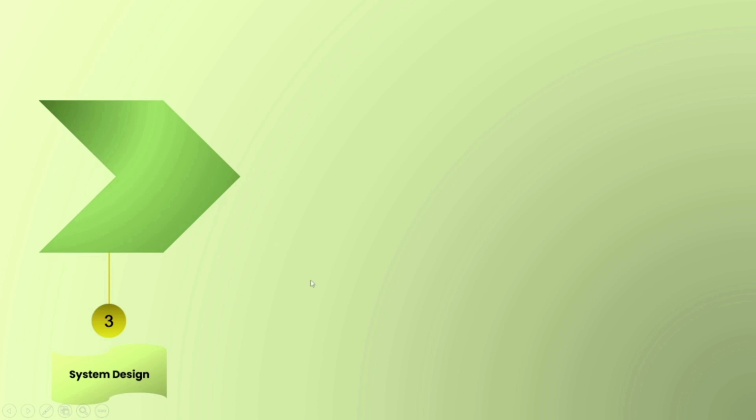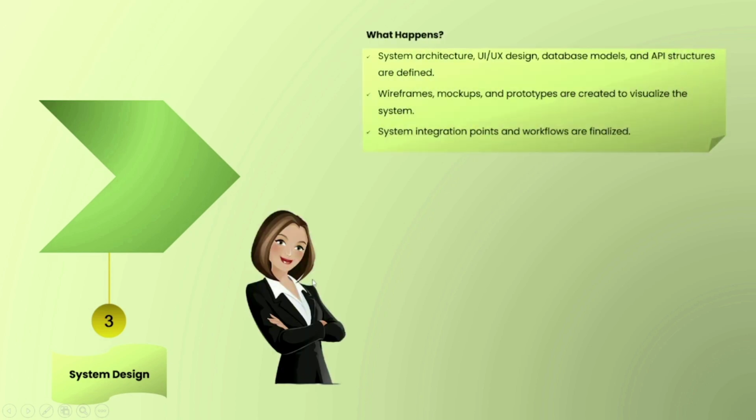Now let's see what's next. Next is system design. Now it goes quite technical here, meaning the IT side. In requirement analysis we generally focus on the business side. In system design, the BA needs to focus on the IT side. Well, let me tell you what I am trying to convey. In system design, what happens? System architecture, UI UX design, database model and API structure are defined.